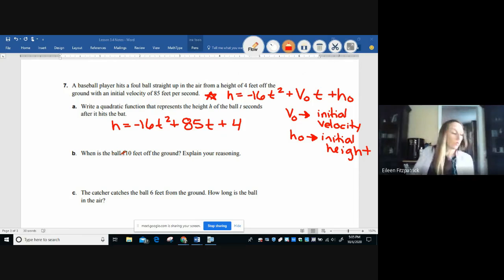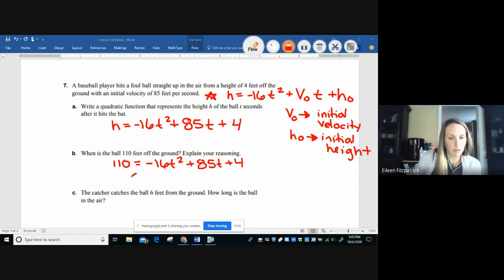And then it says, when is the ball 110 feet off the ground? Explain your reasoning. Well, where would the 110 go? Would it go in for time or would it go in for height? It would go in for height. So you'd plug in 110 equals -16t squared plus 85t plus 4.